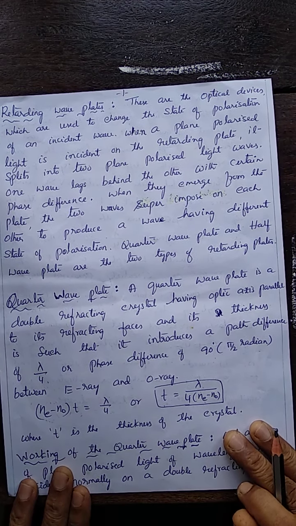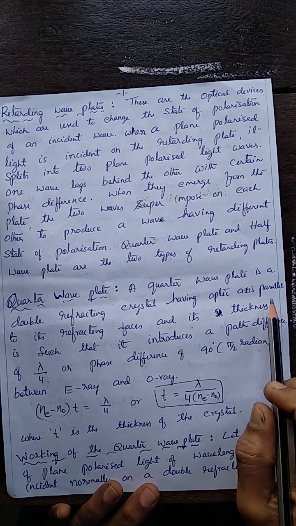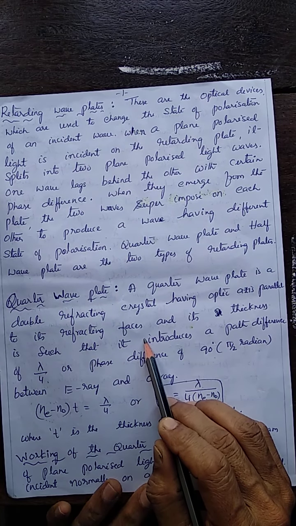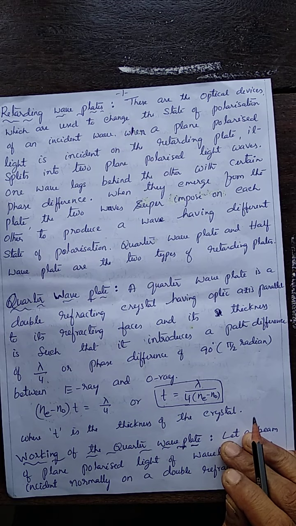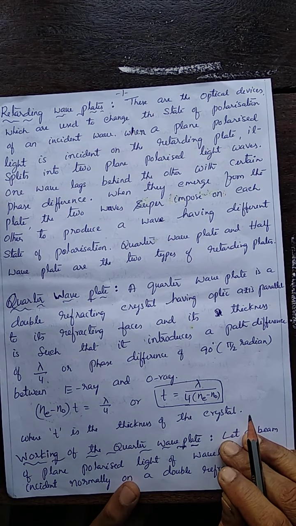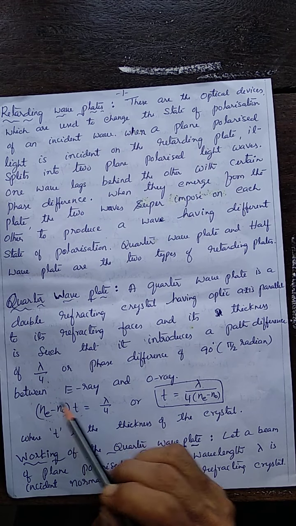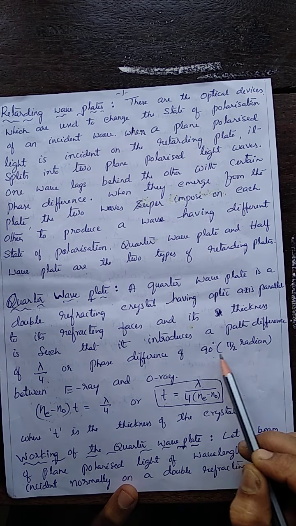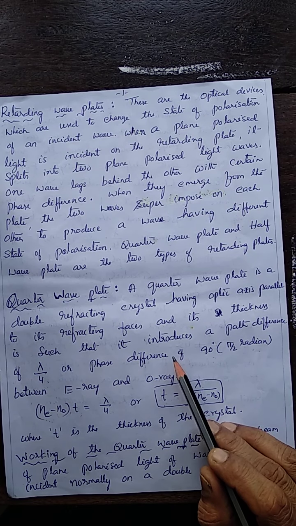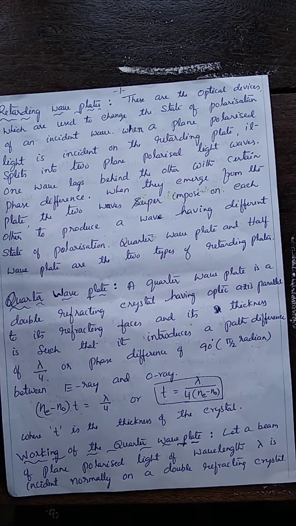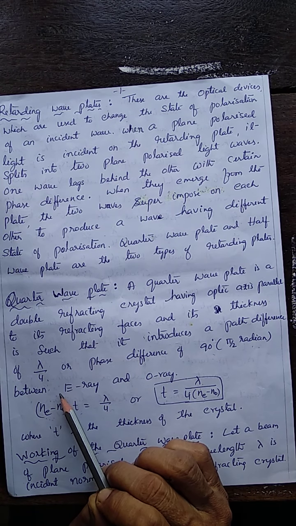What is a quarter wave plate? A quarter wave plate is again a double refracting crystal having optic axis parallel to the refracting faces. That crystal is cut in such a way that its thickness introduces a definite path difference of lambda by 4. That means a phase difference of 90 degrees or pi by 2 radian. So a quarter wave plate is the double refracting crystal which introduces a path difference of lambda by 4 between E ray and O ray.